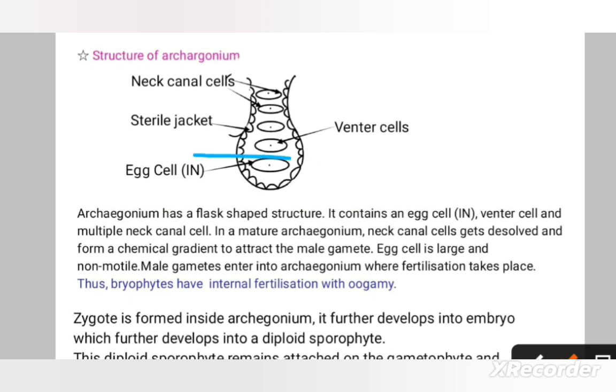Now this egg cell is large and non-motile. The male gamete being small and motile would enter the archegonium and fertilization would take place. So I hope you are familiar with this kind of sexual reproduction, which is called oogamy.